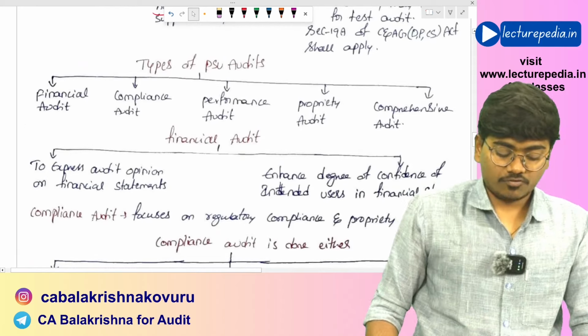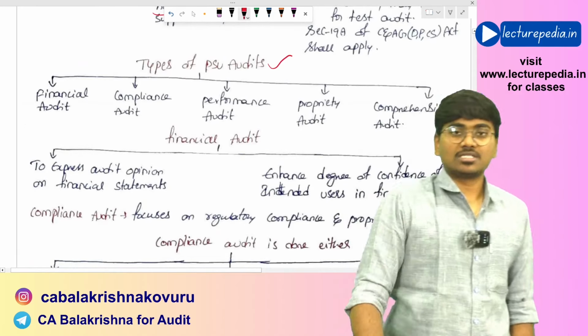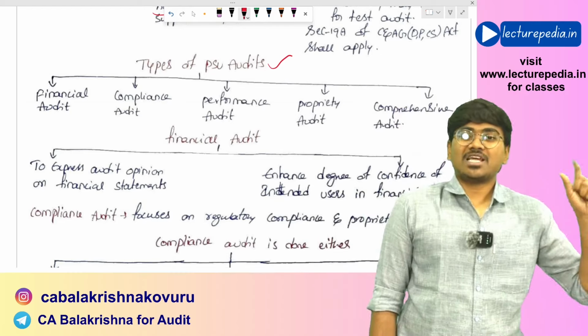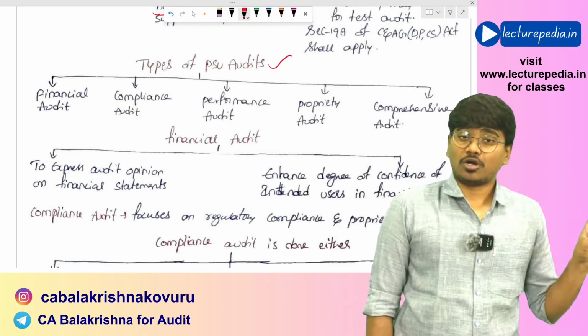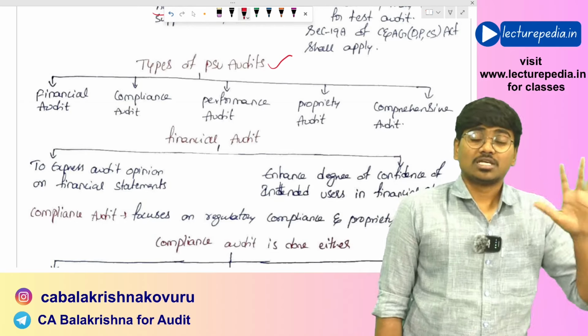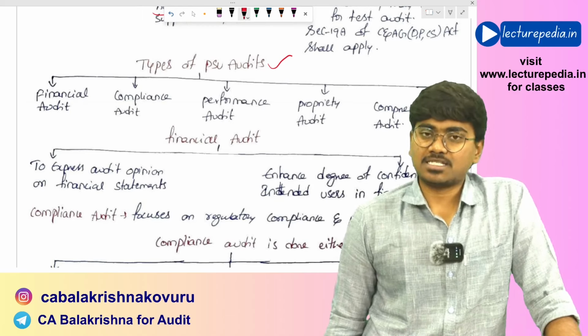Next, types of PSU audits. Generally, there are five types of PSU audits that we'll be discussing in this chapter. First one is financial audit, then compliance audit, performance audit, comprehensive audit, and proprietary audit. So these are the five types of audits that we'll be discussing here.